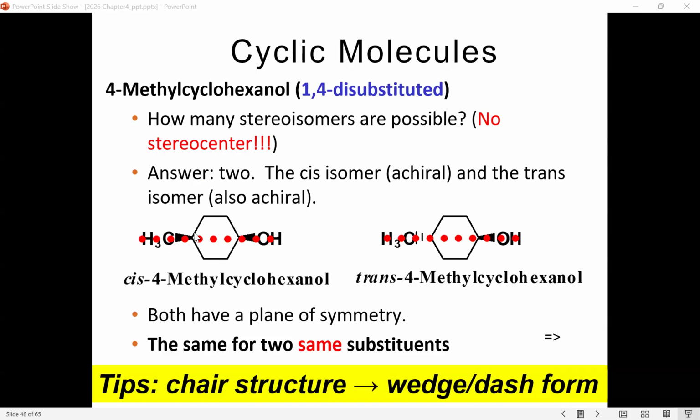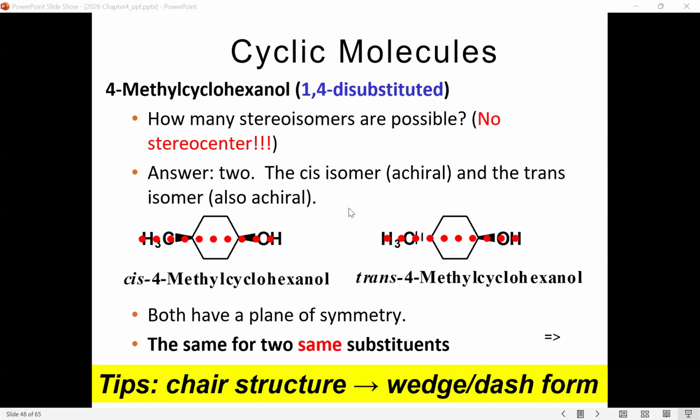And then, the question: how many stereoisomers? Okay, so stereoisomers, there should be two. One is cis, one is trans. Okay, so what's their relationship? Their relationship is diastereomer.